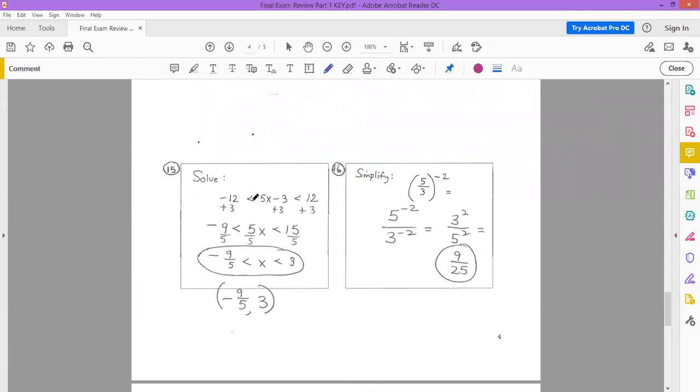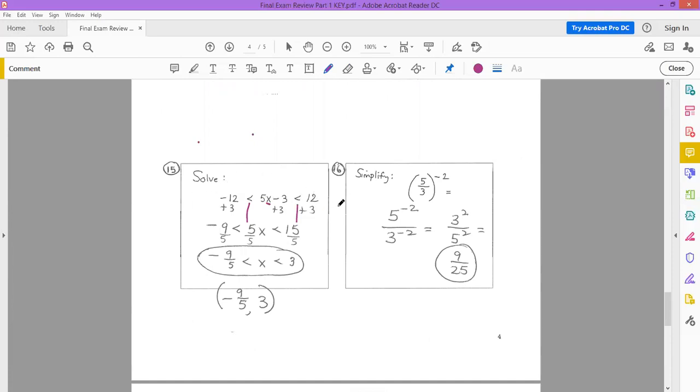Now looking at 15, we see a compound inequality. That's when we have more than one inequality symbol. Our goal is to get x by itself. We're going to get rid of the 5 eventually, but get x by itself in between these 2 inequality symbols. So we want to look at that inequality symbol as separating these terms into 3 sections: the left section, the middle section, and the right section.